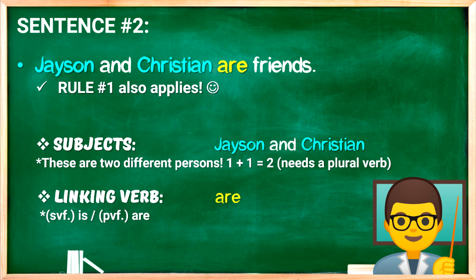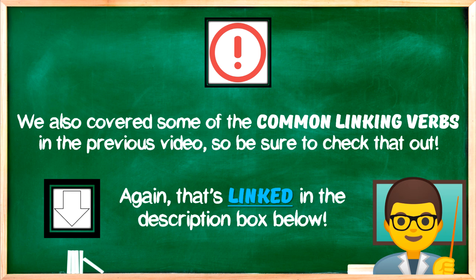Let's go to sentence number 2. Jason and Christian are friends. Rule number 1 also applies here. Notice that the compound subject here stars two different persons, Jason and Christian. Therefore, the subject takes a plural verb, which is are. We also covered some of the common linking verbs in the previous video, so be sure to check that out.